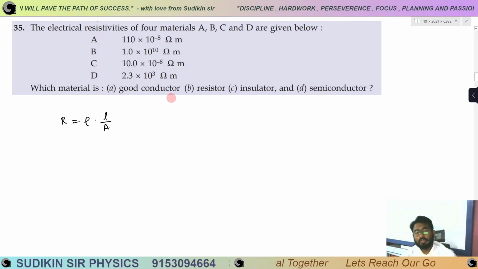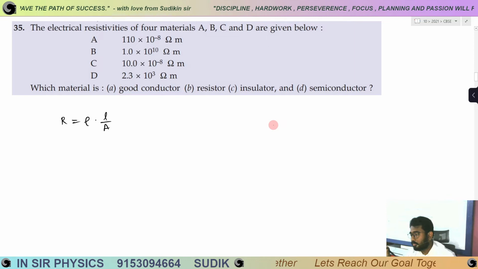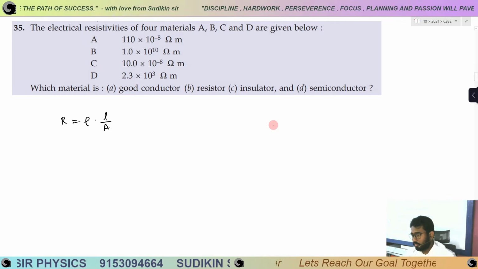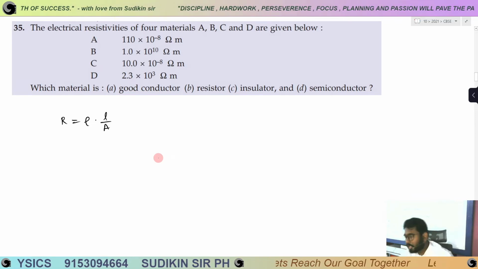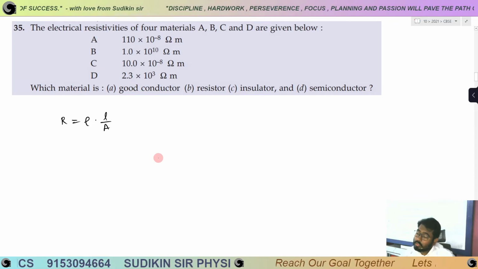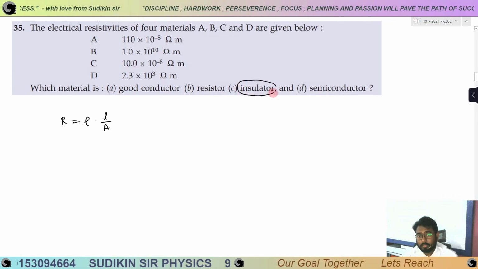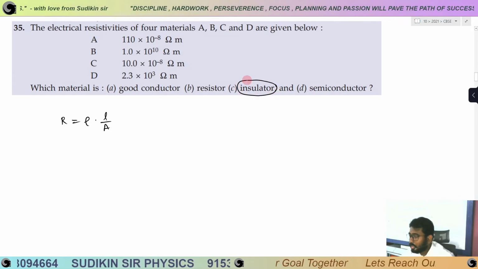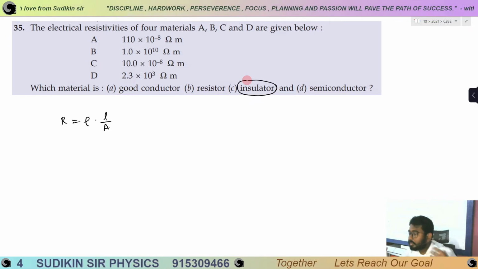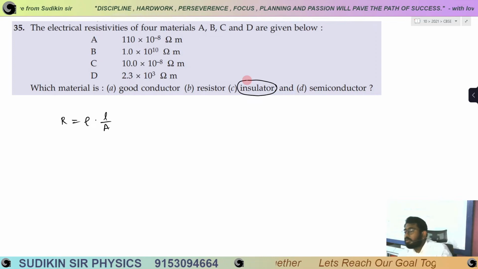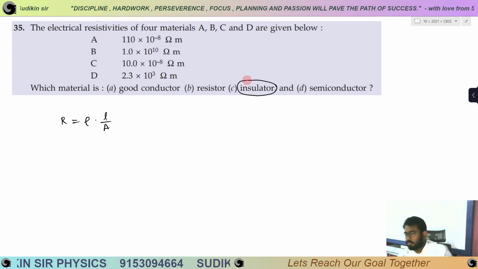So tell me, out of all of these, which one does not allow current to pass? Resistor allows current, but something that does not allow current to pass is an insulator, right? That means it must be having the maximum amount of resistivity, because if the resistivity is maximum, then it won't allow the current to pass. Because more the resistance, more will be the hindrance to current, right?